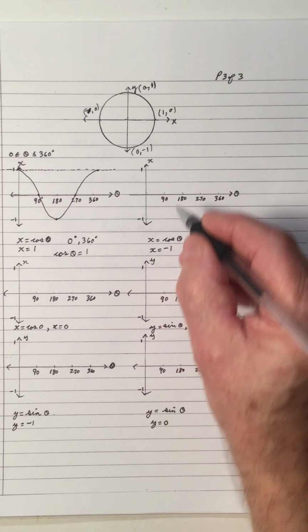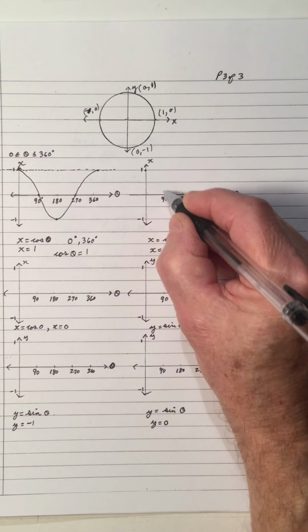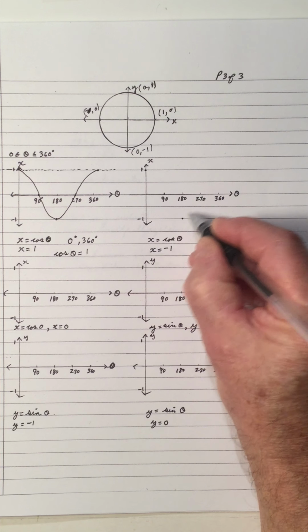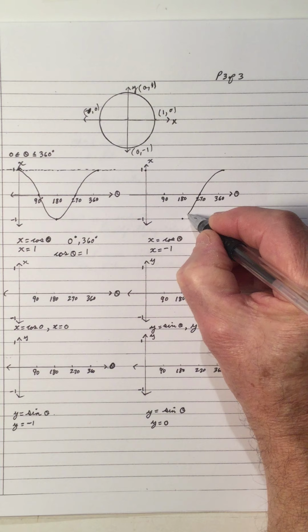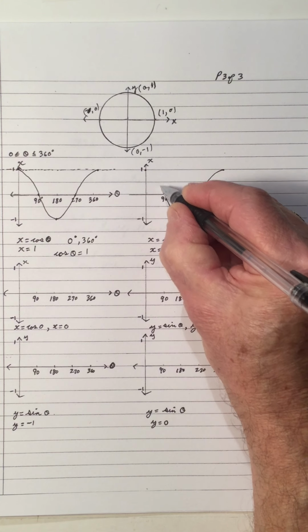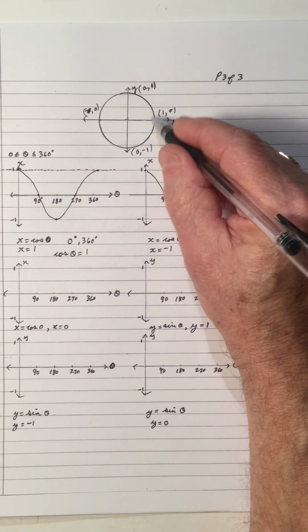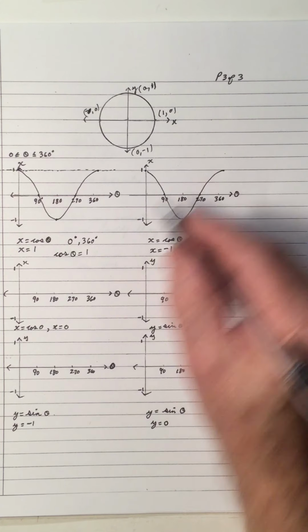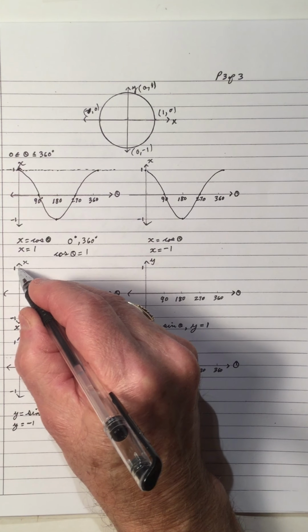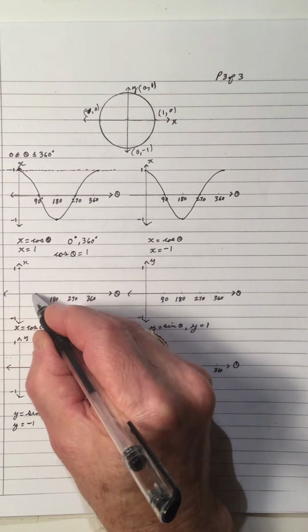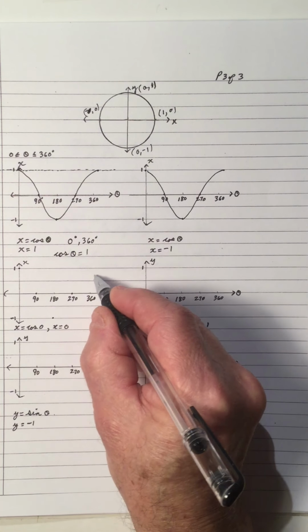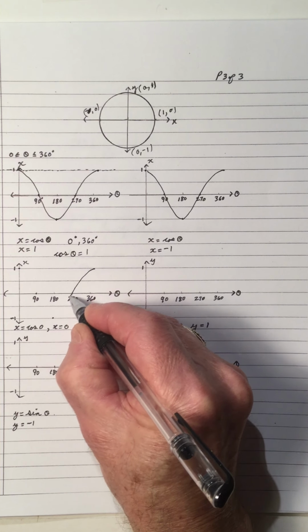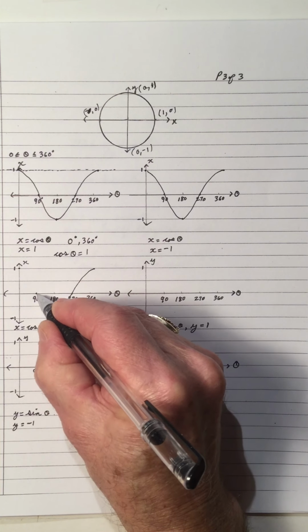Now we have the cos graph again. Cos is 1, 0, -1, 0, 1. The cos graph is a sideways C. Notice, again, cos is the same. This is the cos graph again. So cos of 0 is 1. So we get 1, 0, -1, 0, 1. So there's the cos graph, which is a sideways C.